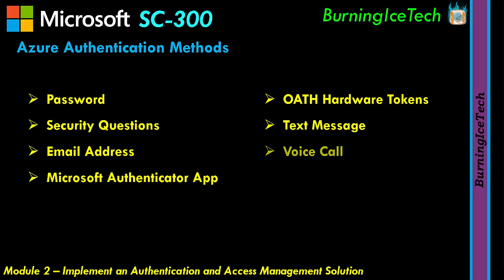Then we've also got voice call. So Azure uses an automated voice system to call the number, and the owner uses the keypad to confirm the authentication. Normally it'll ask you to press the pound key, which is hash. Note that this option is not available to the free trial Azure Active Directory tier though. So if you guys have got a free trial, not gonna work.